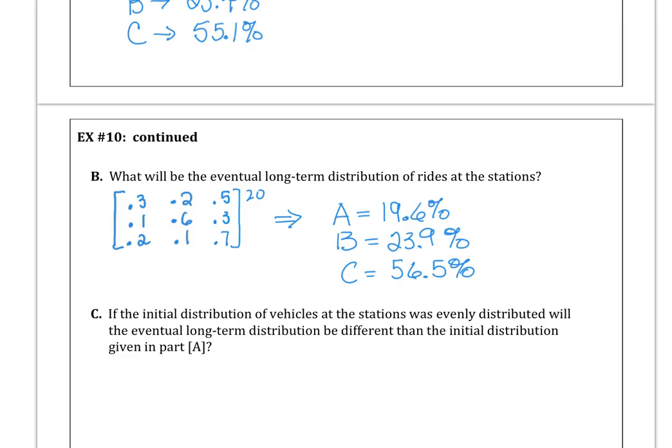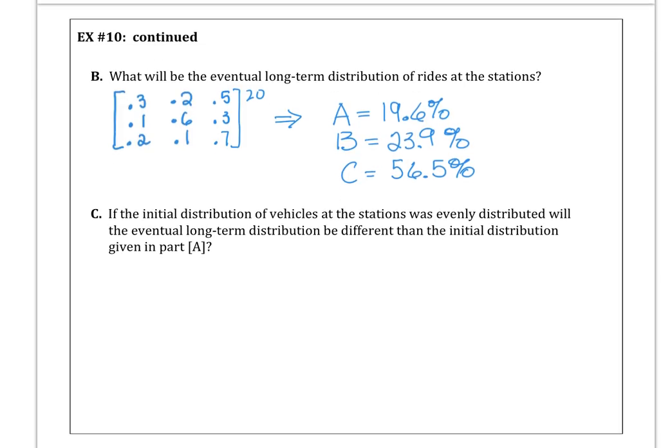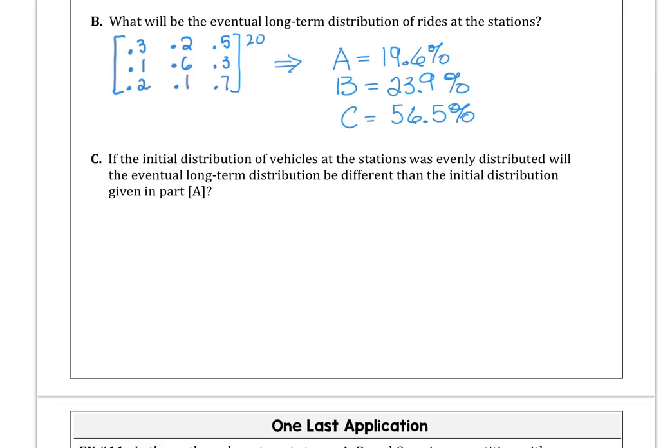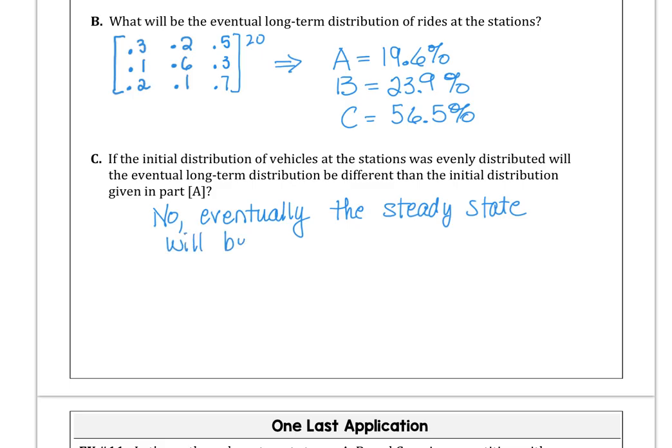Part C. If the initial distribution of vehicles at the stations was evenly distributed, will the eventual long-term distribution be different than the initial distribution given in Part A? And the answer to that would be no. Eventually, the steady state is going to be the same.